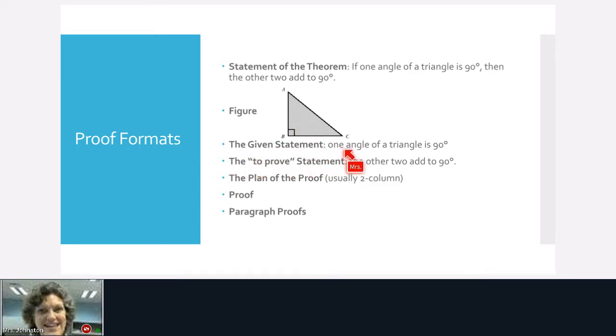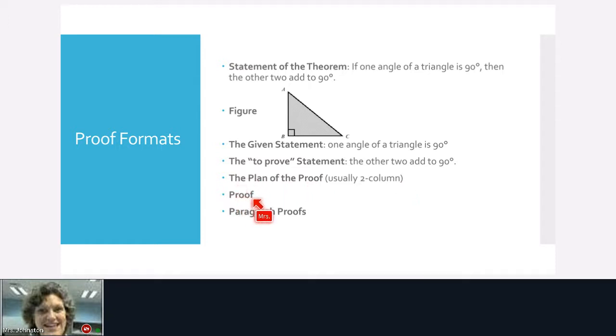Finally, the given statement is one angle of a triangle is 90 degrees, and you can see that that's given because it comes after the if in the theorem. The to prove statement is the other two add to 90 degrees, and that comes after the then in this one. And sometimes in your lesson you'll see it just says to prove, so you know that that's the to prove statement. Now, finally, the plan of the proof is when you start writing the proof, and it's usually two-column, although there's one incident where you can write it out as a paragraph.